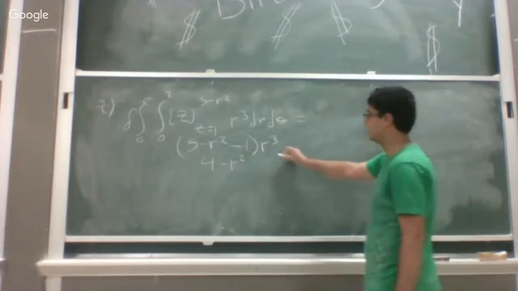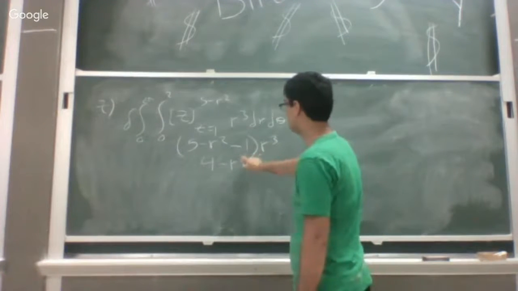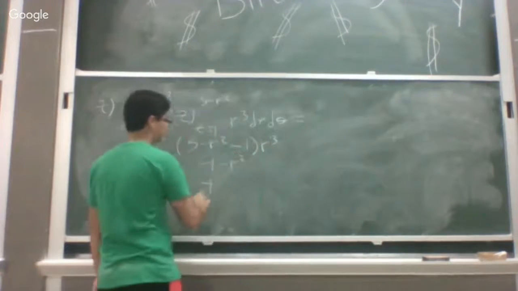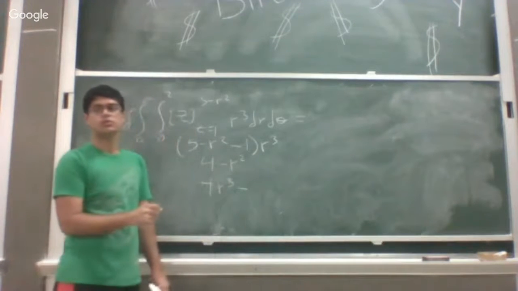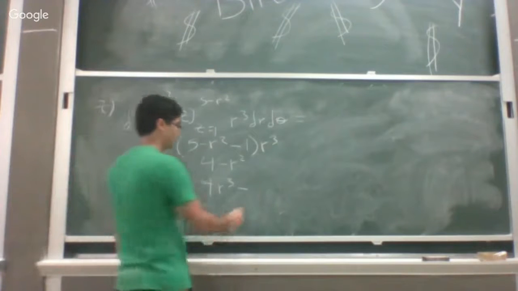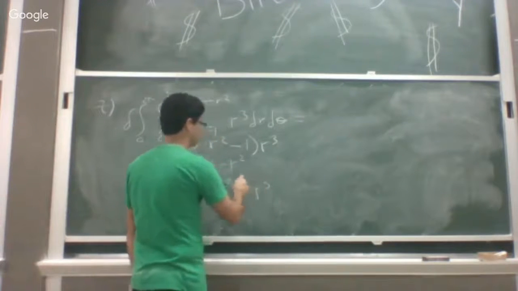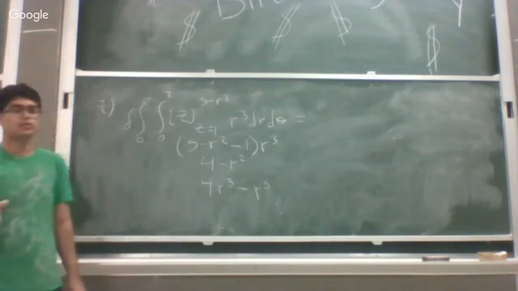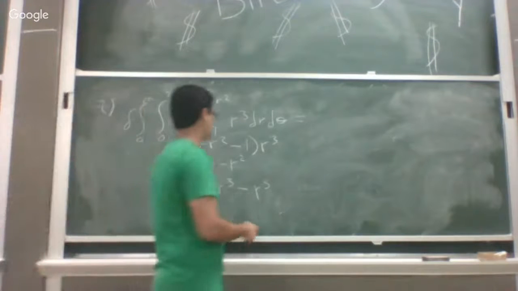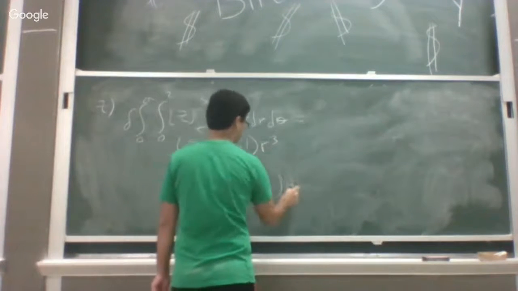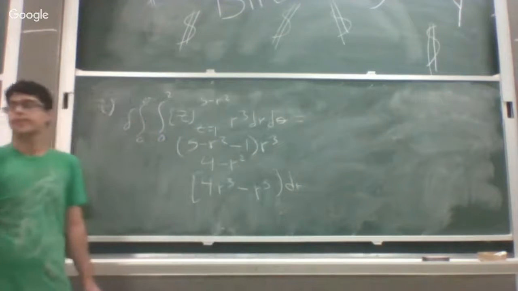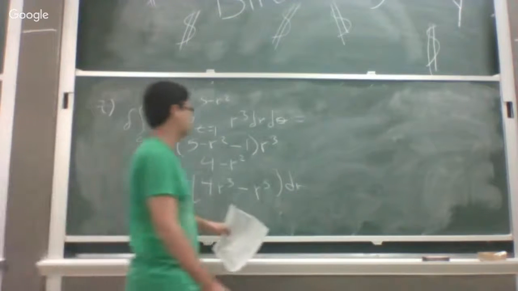Okay. So we multiply r cubed across, so we have 4 r cubed minus what? R to the 5th. Since we multiply the r values, we add the exponents. So that's r to the fifth, and that is dr. So we take the integral with that.